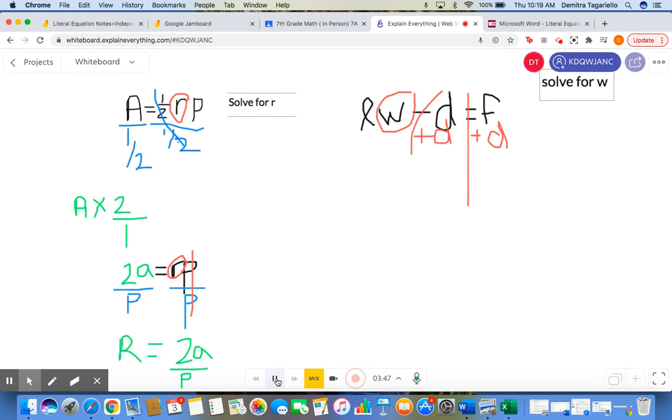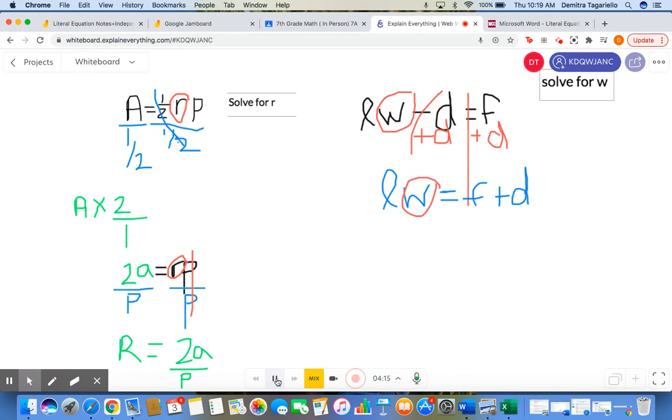Now I'm still left on the left side with LW, which is equal to... Now, I cannot combine F and D because they are not the same variable, so I'm just going to rewrite it as an addition expression. So F plus D is on the right side of my equal sign, but I'm not done yet because I'm still noticing that I have to get W alone.